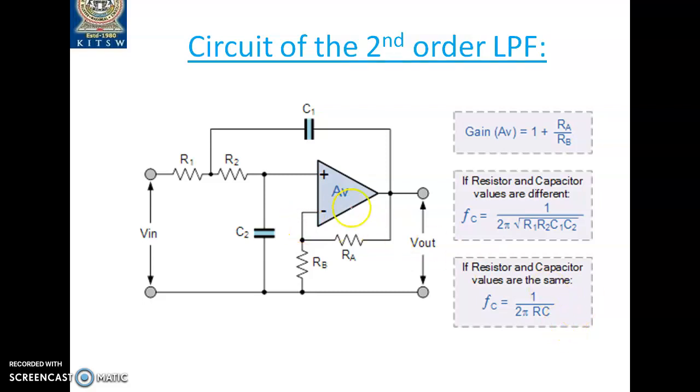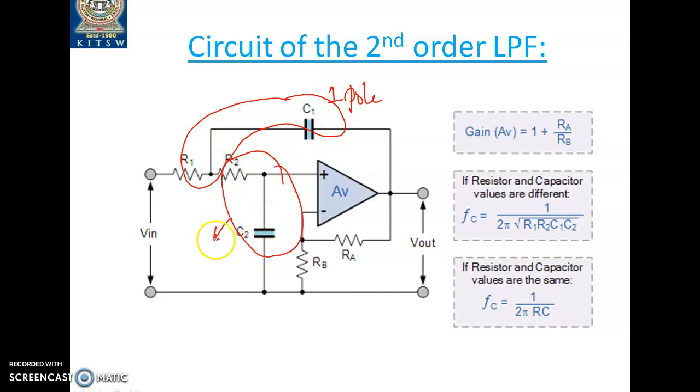Okay, so you can see that. This is one pole. R1C1 is acting as one pole, and another R2C2 is also given. So this is the other pole. So in total, how many poles are we seeing? Two poles. Okay, so that decides the order of the filter. So the order of the filter is 2 now.